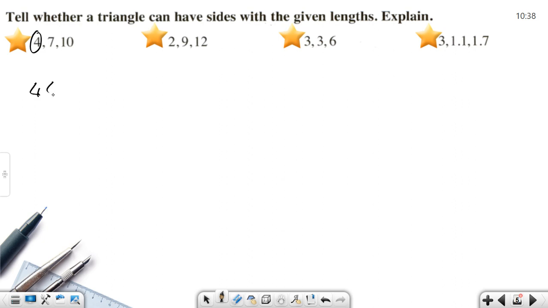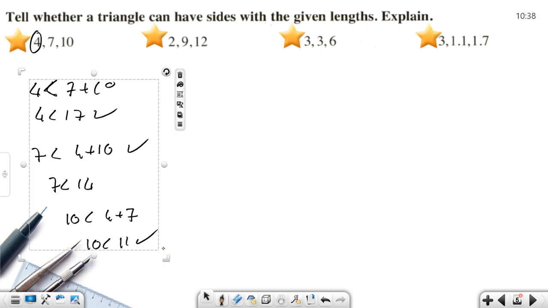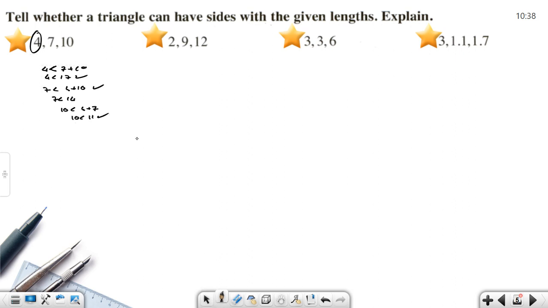This side 4 must be less than 7 plus 10. Yes, true. 4 is less than 17. Is 7 less than 4 plus 10? Yes, 14. This is true. Is 10 less than 4 plus 7? Yes, 10 is less than 11. This is true. If all three statements are true, then these values can form a triangle. A triangle can have these lengths.